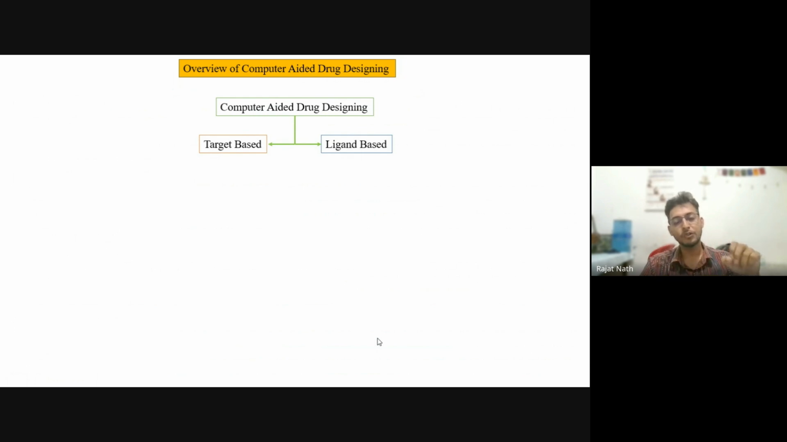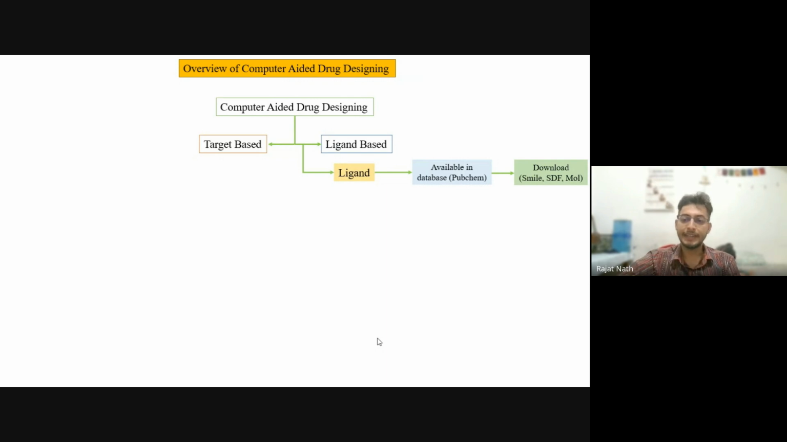But if you want to work with a particular disease and you don't have any drug leads, in this case, we go for target-based drug designing. So for ligand-based drug designing, we need a ligand. The ligand may be available in databases, so we will download this ligand. But if the ligand is not available in the database, we have to draw the structure.